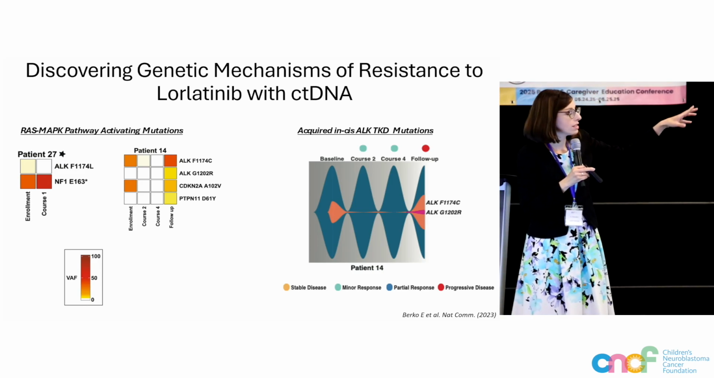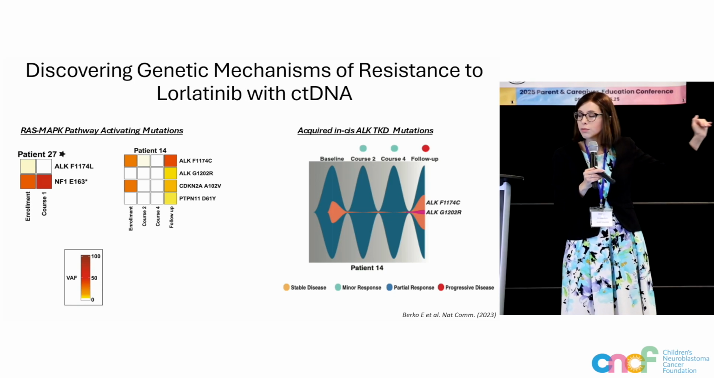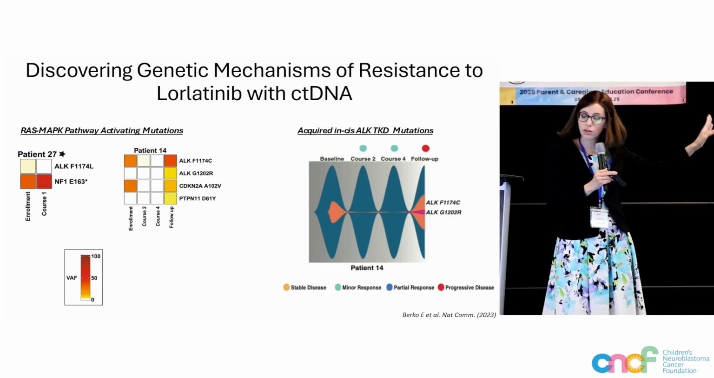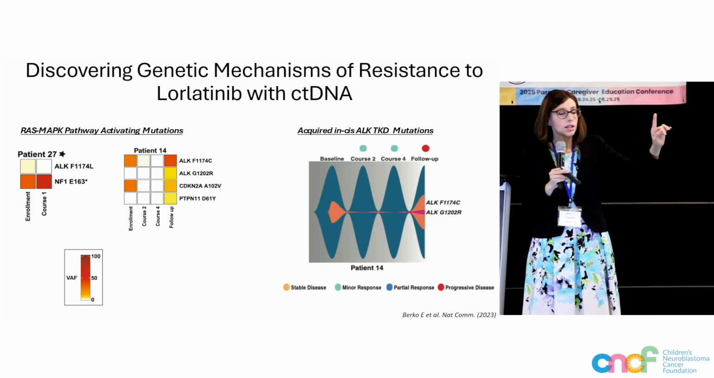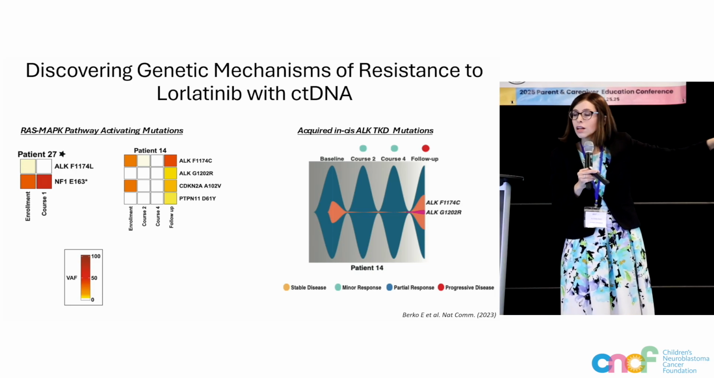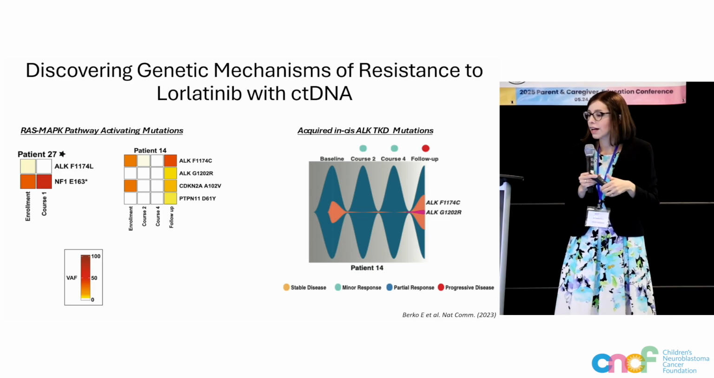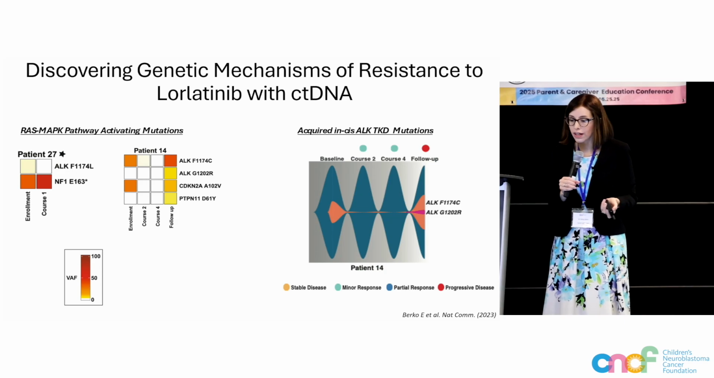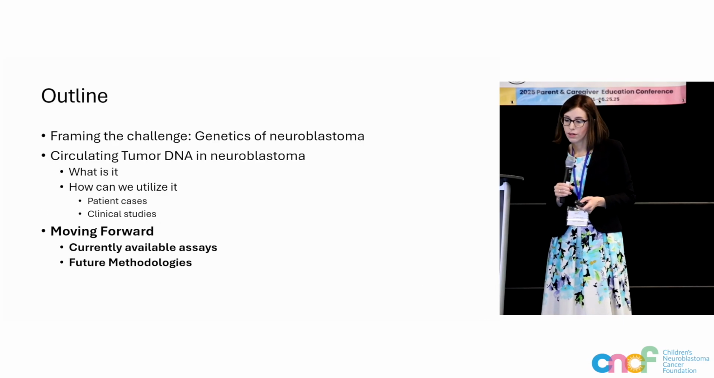And you can see here, this is a fish plot, so you can see here the ALK mutation 1174 was present from enrollment to disease progression. And at the last spot, the patient suddenly had a secondary ALK G1202R mutation that came up.